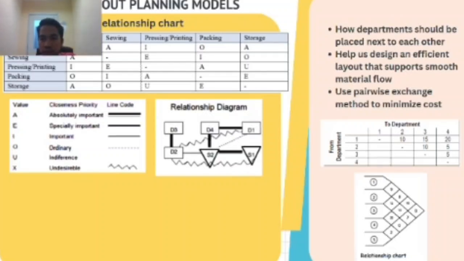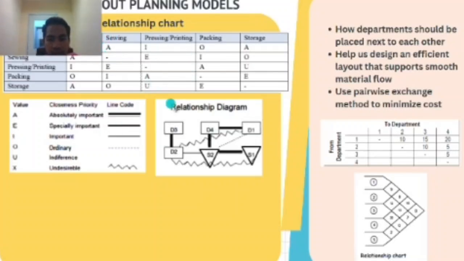Okay, for chapter 6, we apply the activity relationship chart to assess how the departments should be placed next to each other. The higher the importance, the closer the departments should be to each other. This approach will help us design an efficient layout that supports smooth material flow. For example, cutting and sewing have a high correlation, with the value A, absolutely important. Cutting to pressing is also important.